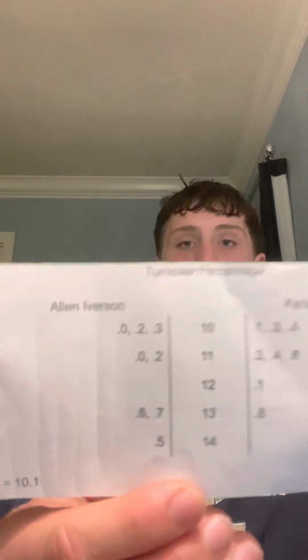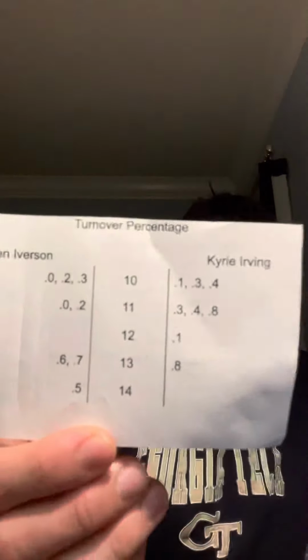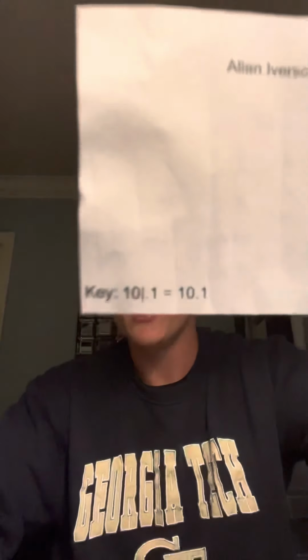Next, we go on to turnover percentage. For this, I used a stem plot. It might be a little bit hard to understand. Pretty much, here's the key. The 10 and then the 1, that's the decimal place. That's what I had to do because the data is so close together.